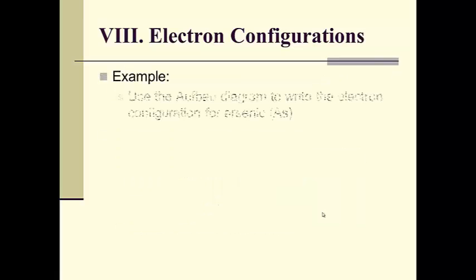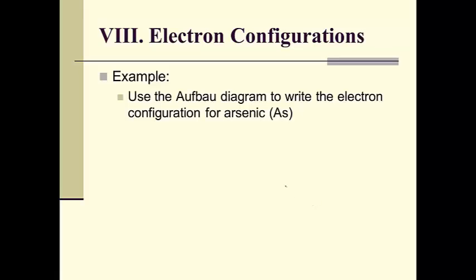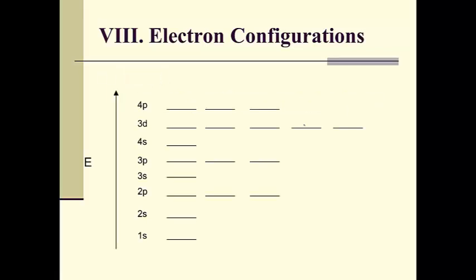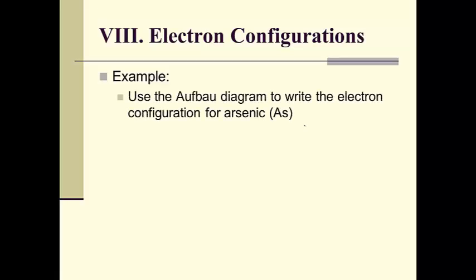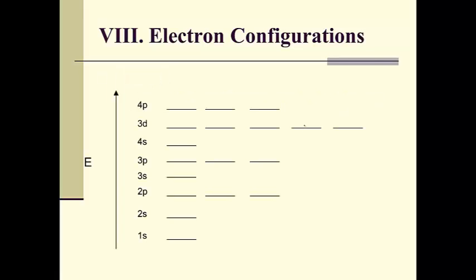Now use the Aufbau diagram to write the electron configuration for arsenic. The first thing you have to do is figure out how many electrons arsenic has. So look on your periodic table and figure out how many you have. Then on your Aufbau diagram, start filling them in. Pause the video, plug them in according to the rules, and then restart it. This is what you should have.